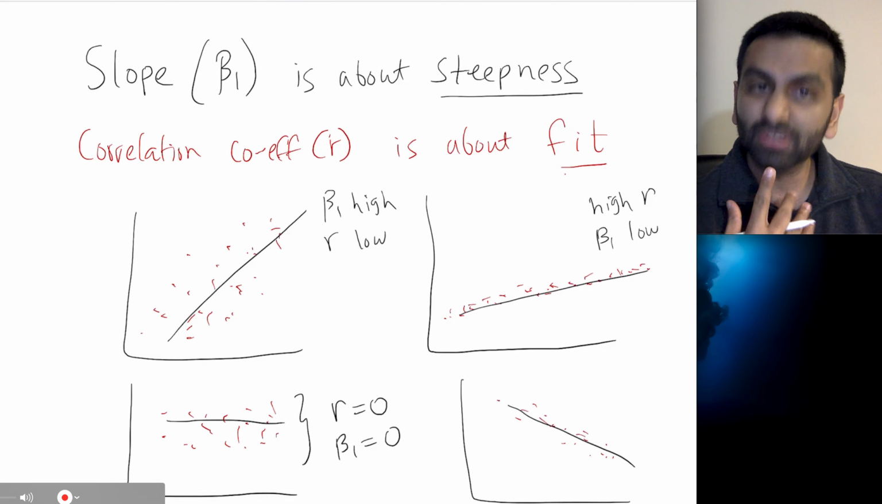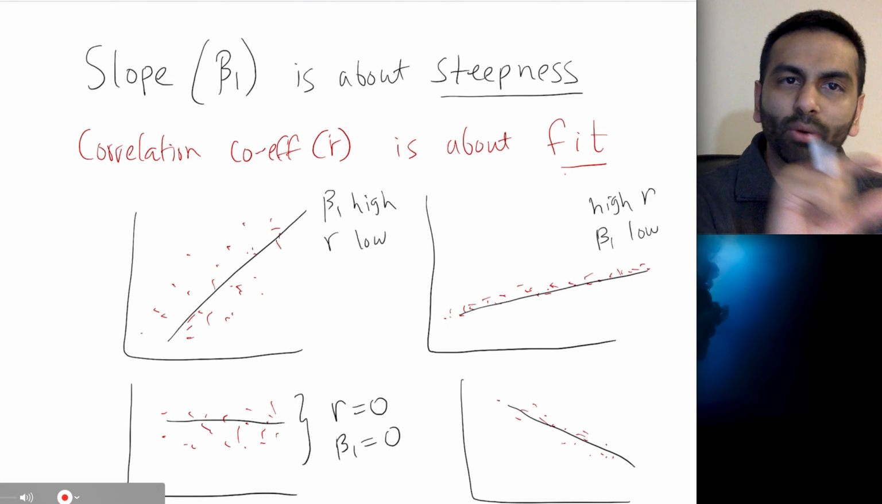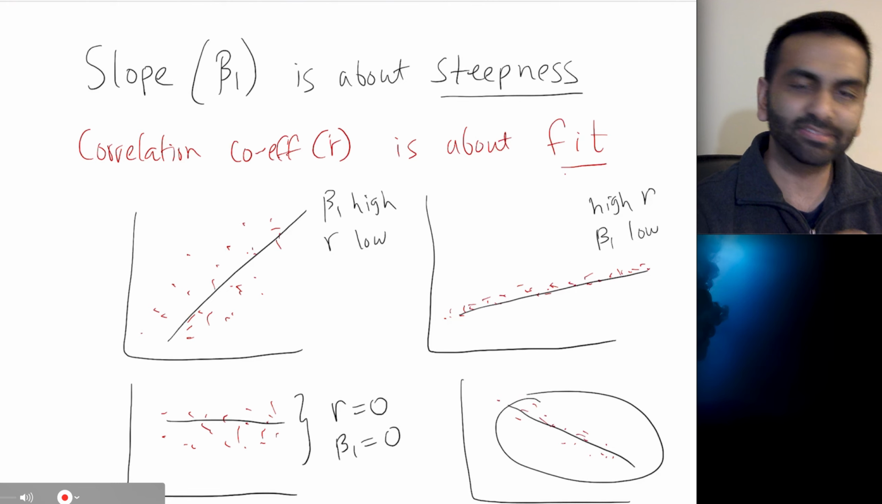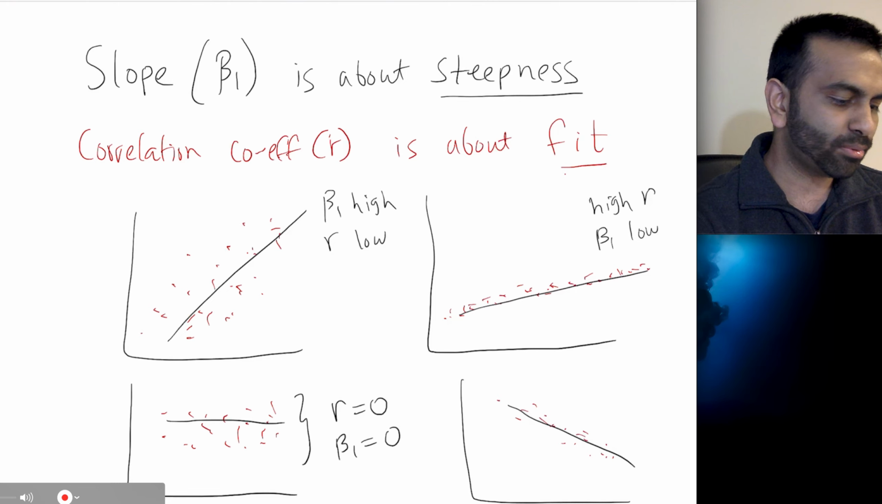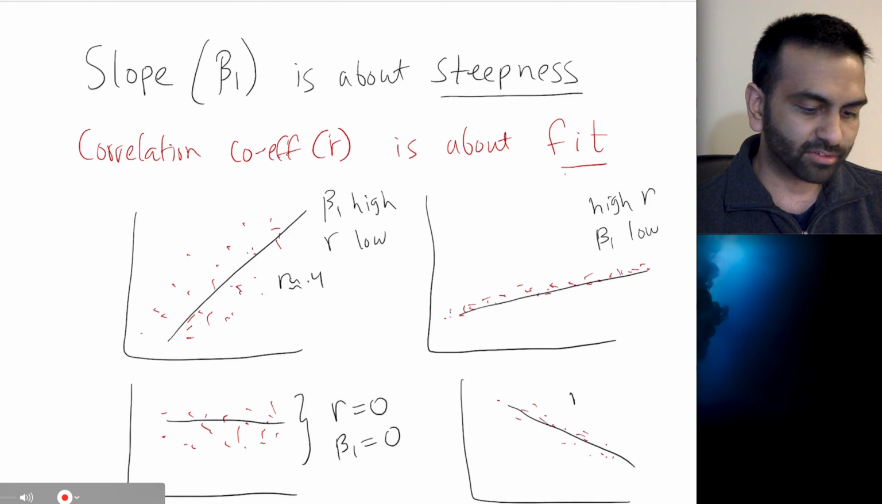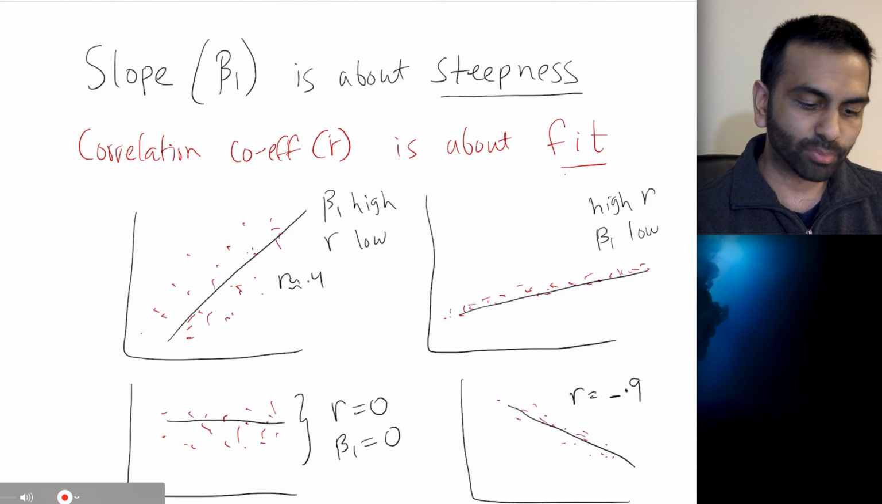And unlike this one, these points are not quite as tight on the straight line as those are. So here you might say R is approximately 0.4. Here you might say R is approximately 0.9, except notice it's a negative slope, so not 0.9, but negative 0.9.